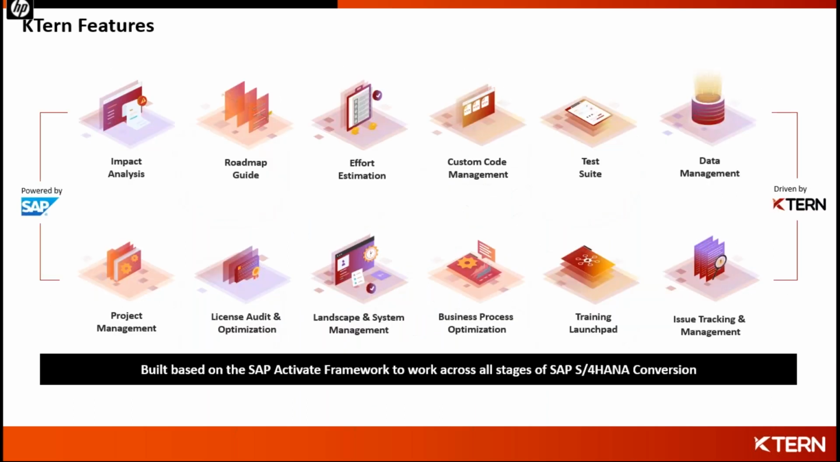To accommodate all of these, here are the features or the modules, I would say, which have been built for KTern. The impact analysis, which talks about your business value and the impact ECC will go through when it moves into the S4HANA system. The roadmap guide, which will be more on understanding the digital transformation plan for the current system. Okay, I'm into S4, what next?